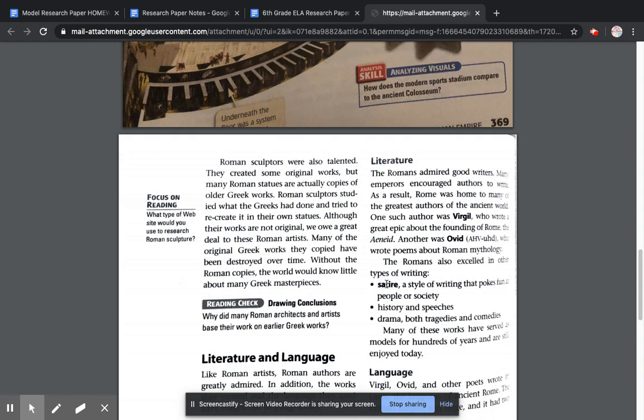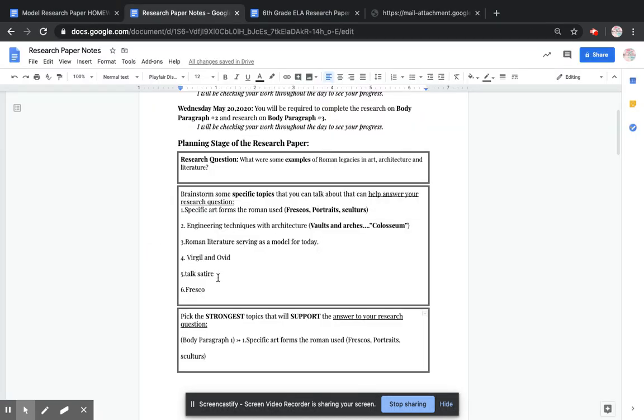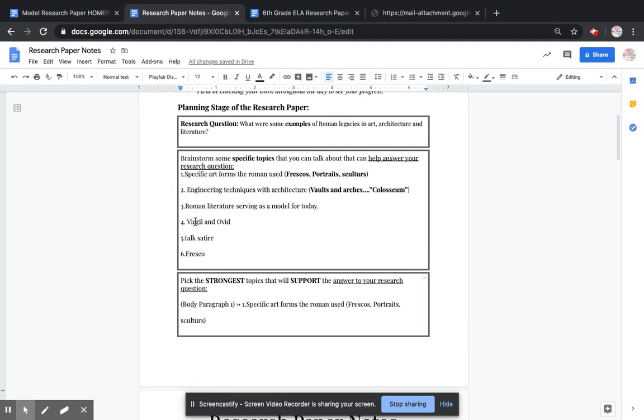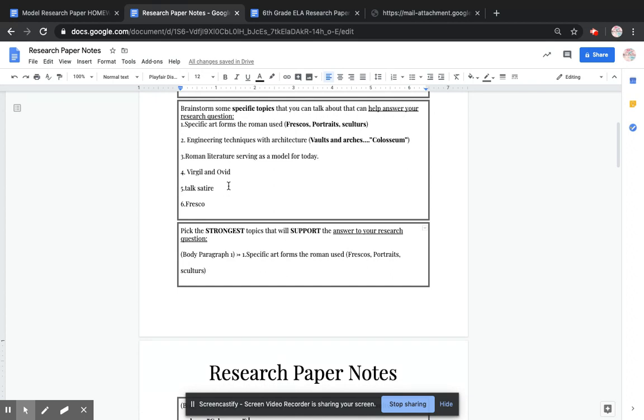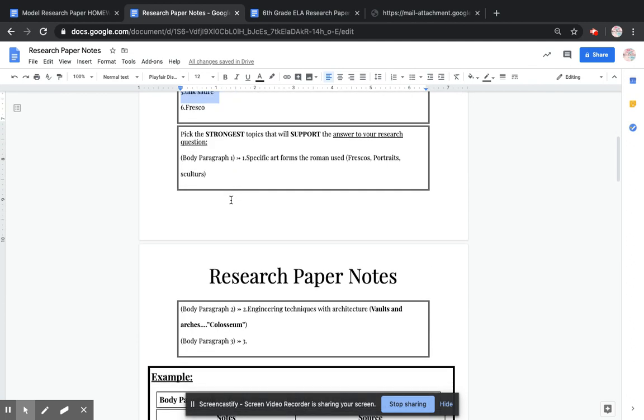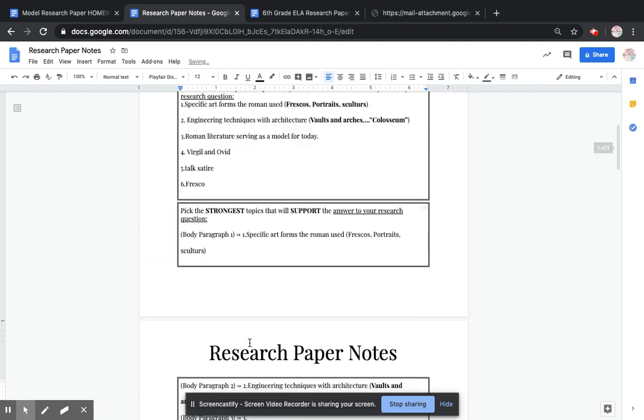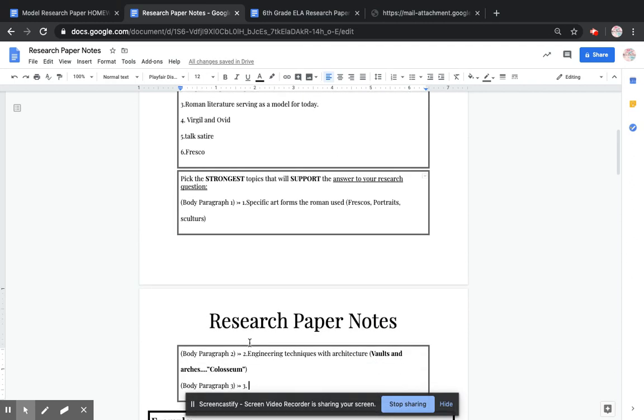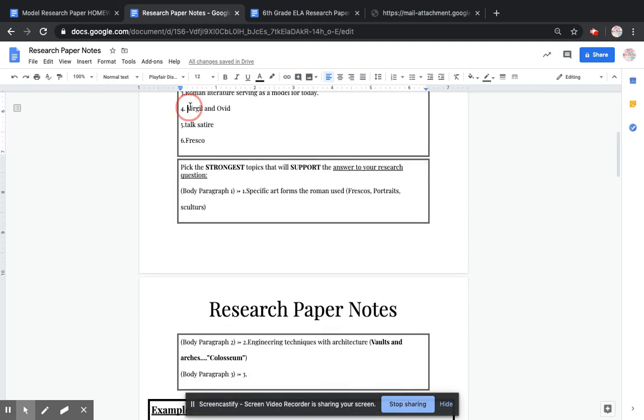And then I should probably do just about satire. So I think if I did all three of these as examples, that might be good. So I'm going to do that. I'm going to combine these two topics into one topic. That's going to be my third body paragraph because I think that's the strongest that will support my research question, the answer to my research question. So I'm going to put Virgil and Ovid. Let's go ahead, put them there.